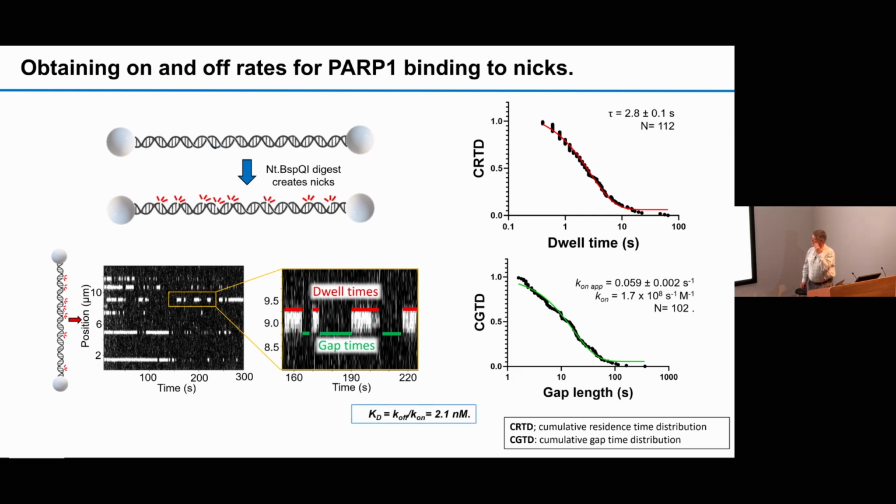So from the off rate divided by the on rate, we could, for the first time, measure PARP binding to a nick at the single molecule level, in which you don't have any ends. And most people who use oligos, you have to worry about end binding as well. So this is really exciting.